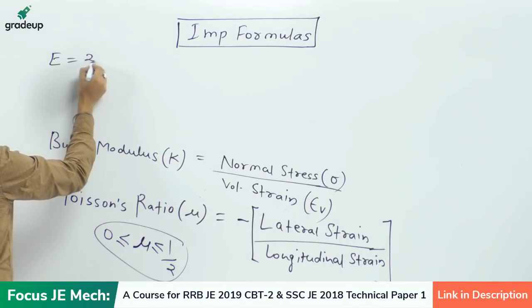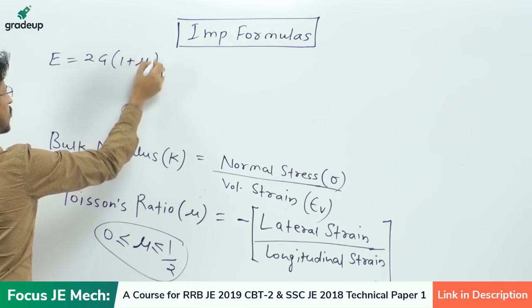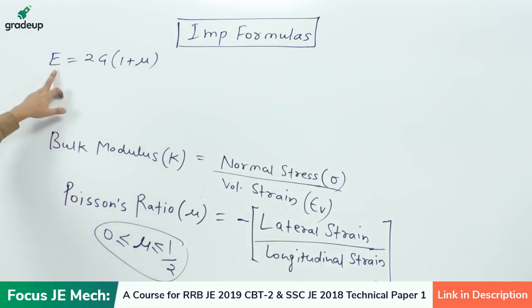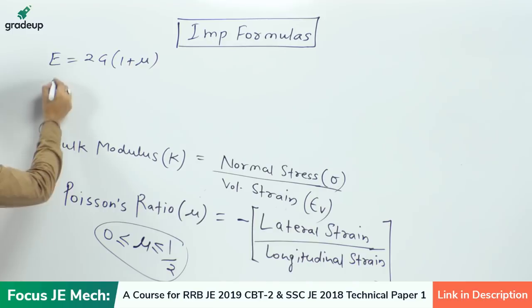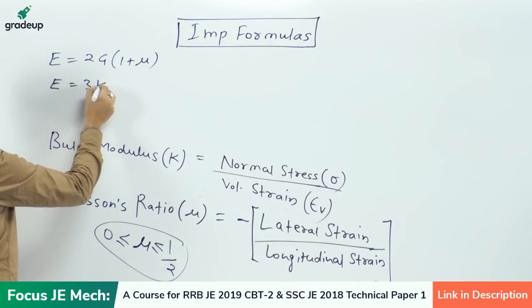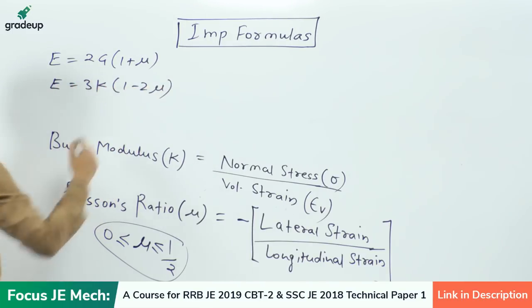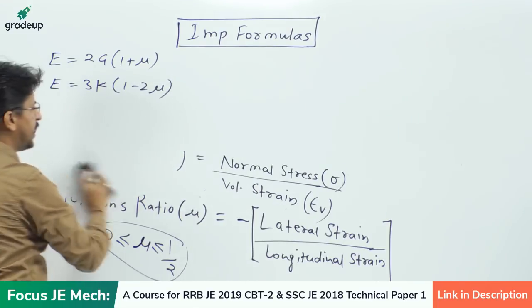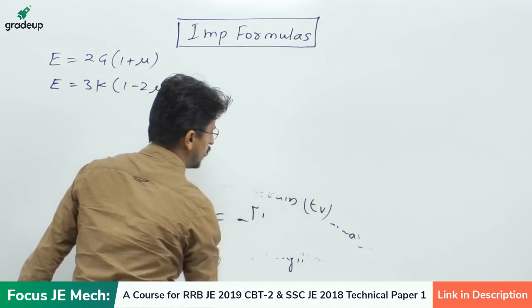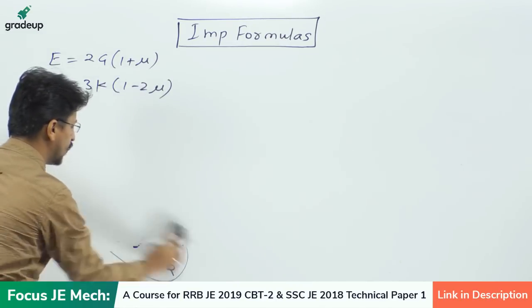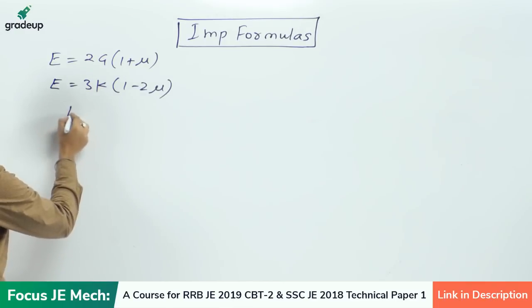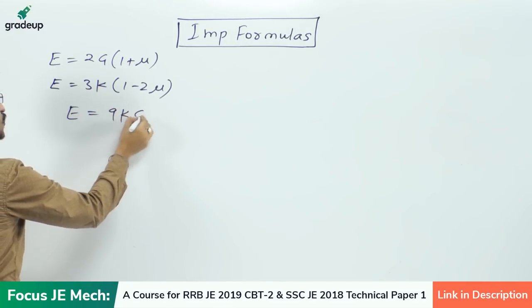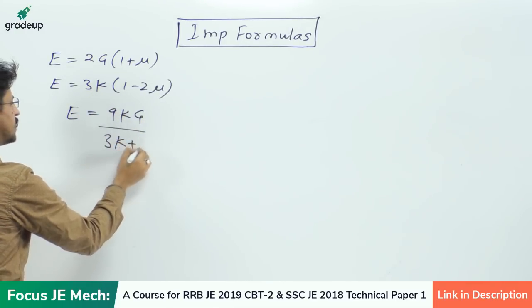Okay. Then the relations between Young's modulus, shear modulus and bulk modulus using your Poisson's ratio is simply E equal to 2G(1 plus mu). This is the relation between Young's modulus and shear modulus, or E equal to 3K(1 minus 2 mu), the relation between elastic modulus and bulk modulus, okay. And the relation between all three, removing the Poisson's ratio, is E equal to 9KG over 3K plus G.